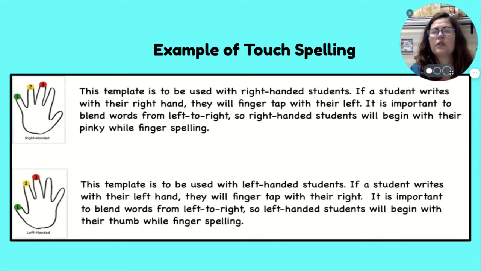Okay, we're going to review touch spelling. Remember, your writing instrument is in the hand you write with. Obviously, if you're right-handed, then you will finger spell starting with your pinky with your left. If you're left-handed, you'll finger spell with your thumb.